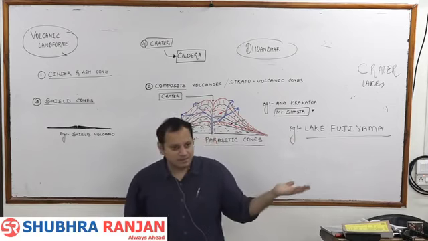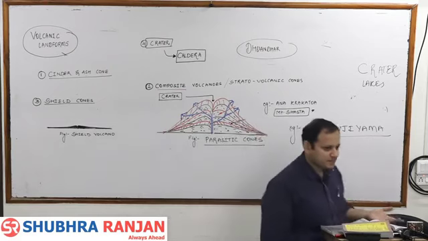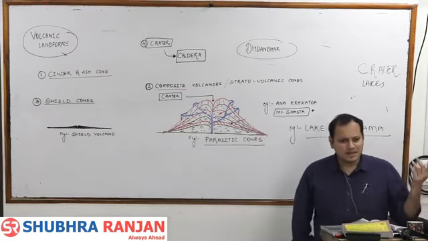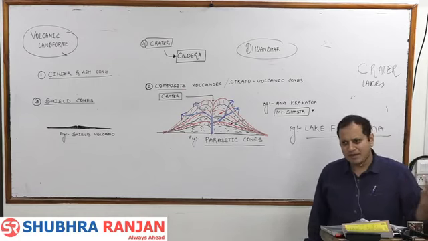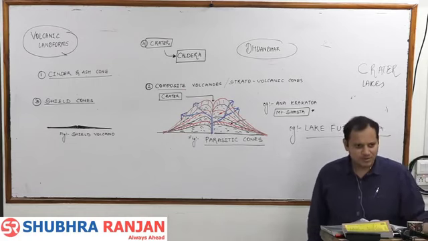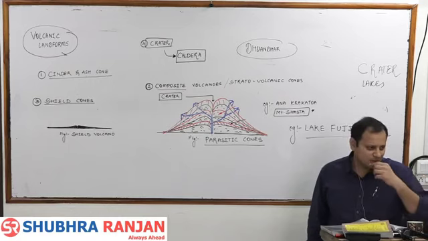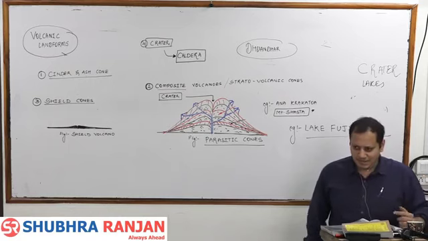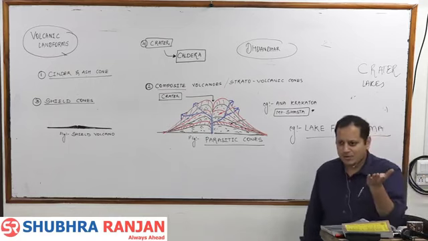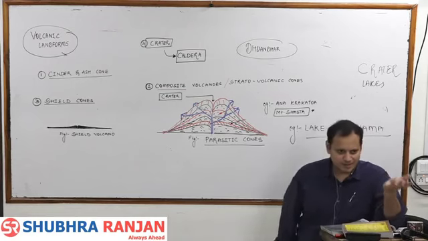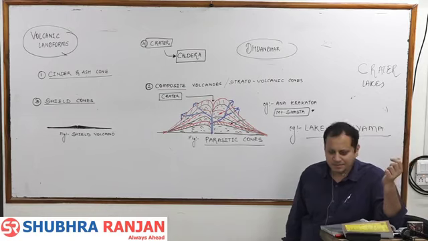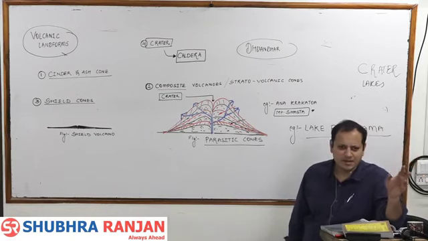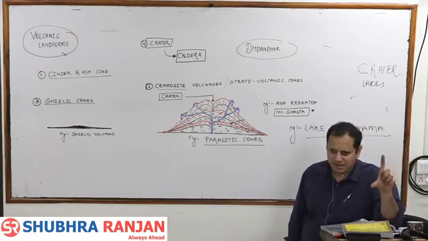Biggest crater lakes in the world are like this. Lake Fujiyama, Lake Toba, Lake Minitoba, Valley of 10,000 Smokes, Alaska. Yellowstone National Park, USA. Fine, these are all examples of crater lakes. We do all this in GS. For optional, one example is enough.